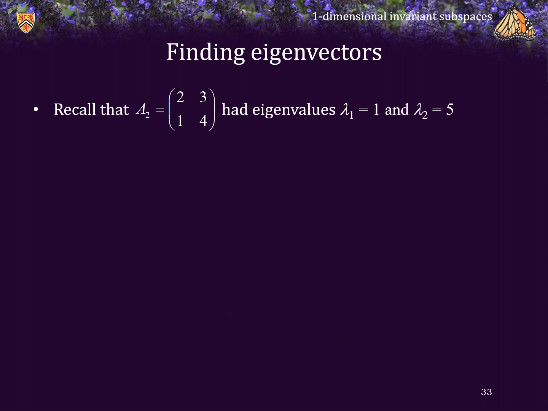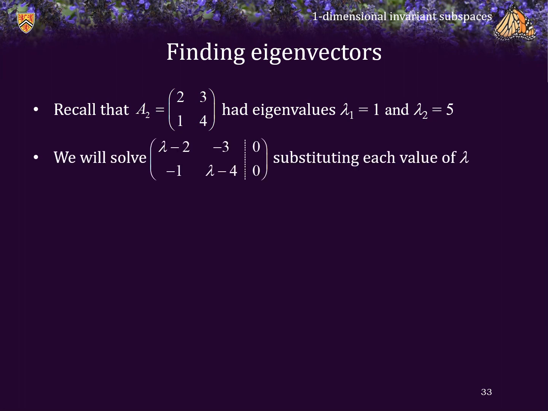Here's our second matrix, and you'll recall that it had eigenvalues 1 and 5. Thus, given the homogeneous system of linear equations, we will substitute in lambda equals 1 and lambda equals 5 and solve to find a basis for the null space, which will therefore give us the eigenvectors corresponding to each of these eigenvalues.